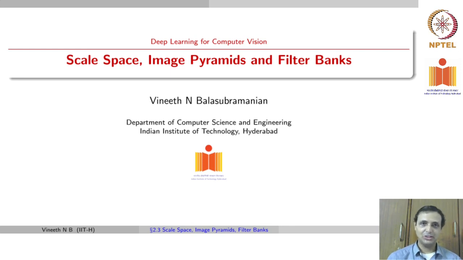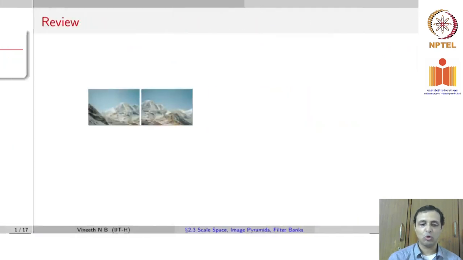Moving on from the last lecture, we'll get into scale space, image pyramids, and filter banks in this one. If you recall, one of the limitations of the Harris corner detector that we stated the last time was that it's not scale invariant. That is, what would have been a corner in an image could have been an edge in another image which is zoomed in.